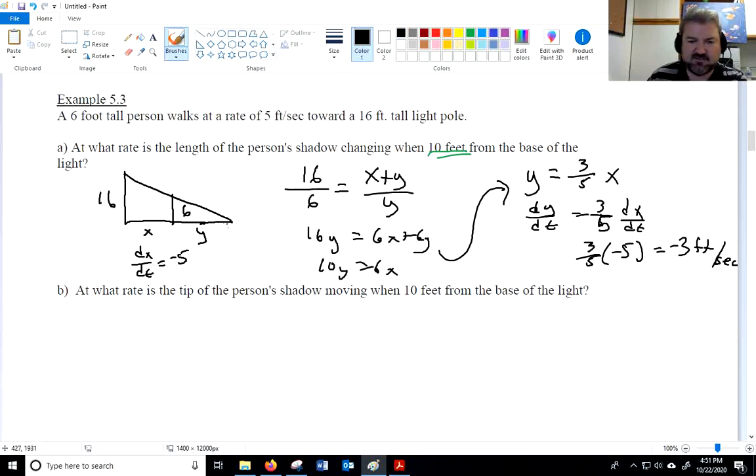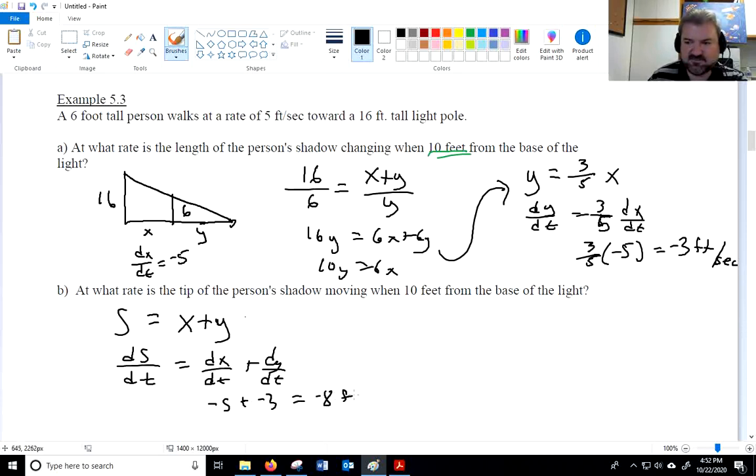So the tip of their shadow is this distance of x plus y. So x plus y is the tip of the shadow, right? So let's find the rate of change of this. I'm going to call that s for shadow. Well, then the position of the shadow is ds/dt equal to dx/dt plus dy/dt. Oh, well, look at that. We already know dx/dt. That's negative 5. And we just found dy/dt, that's negative 3. So it's negative 8 feet per second.